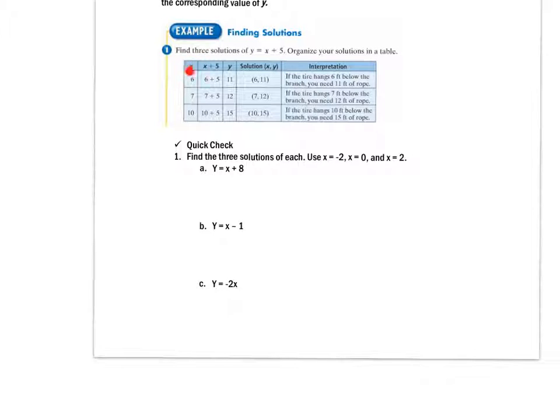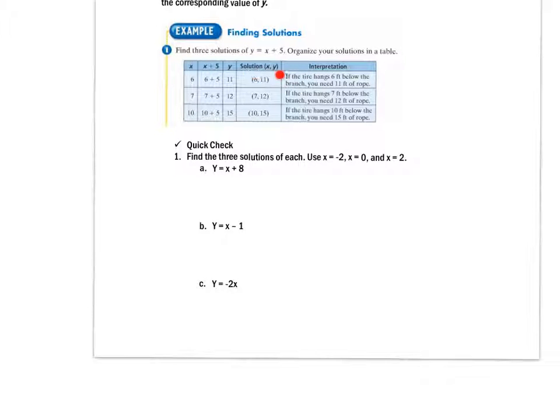You can see right here, this is your x column. To the right of that, you have the equation, x plus 5. It's a good way to remember it, putting it in a table, so you don't forget the equation you're actually solving for. Your y is going to be your answer.